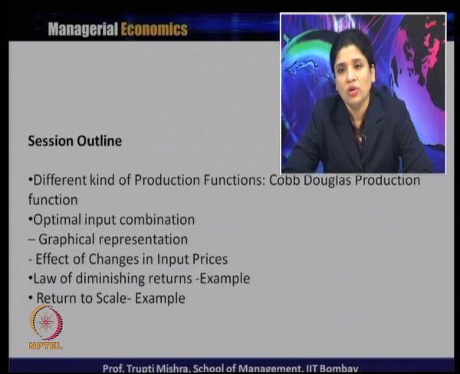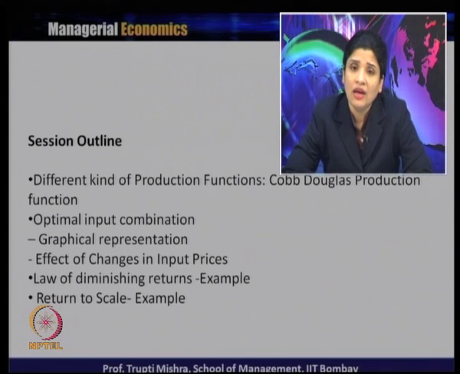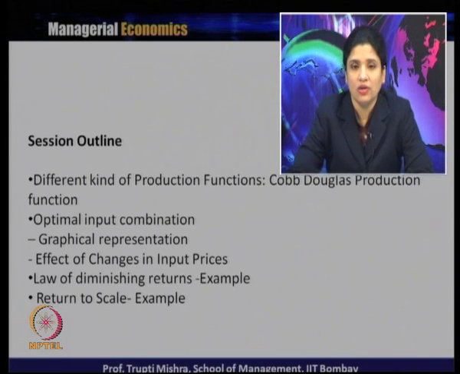Then we'll talk about numerical examples related to the law of diminishing return and returns to scale: how generally the firm uses these laws empirically, whether it really works that marginal product decreases and then reaches negative, and whether there is evidence of increasing, decreasing and constant returns to scale.